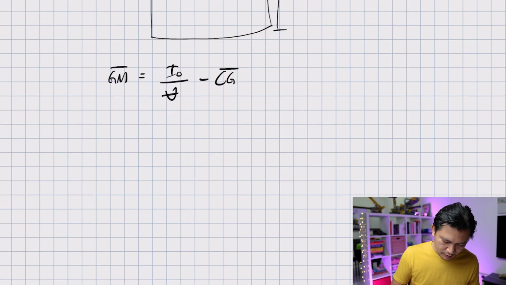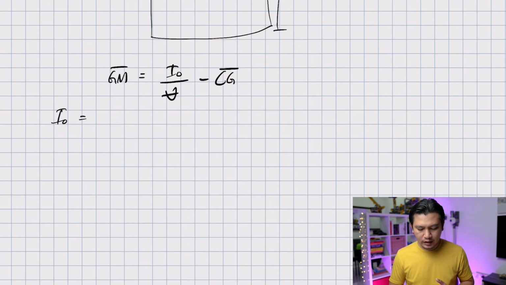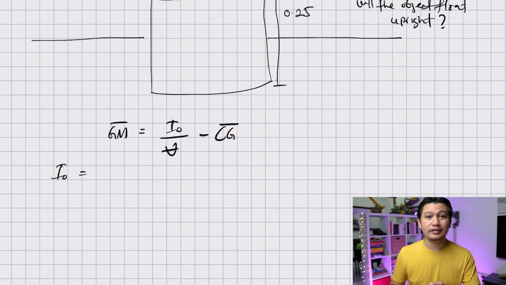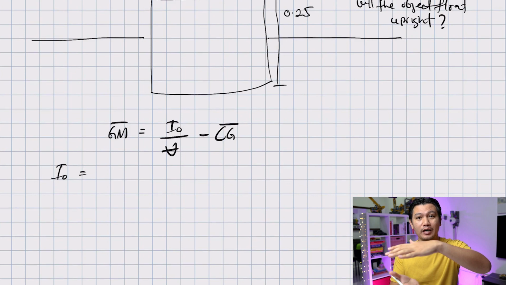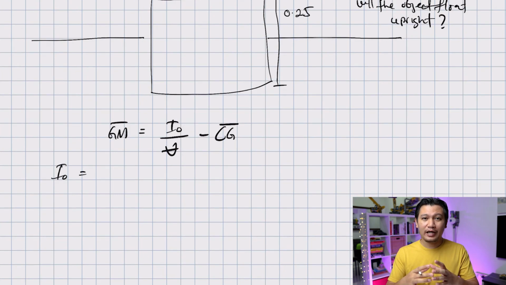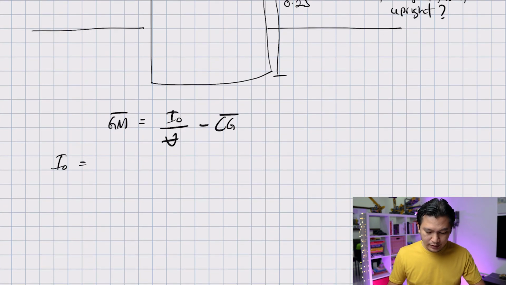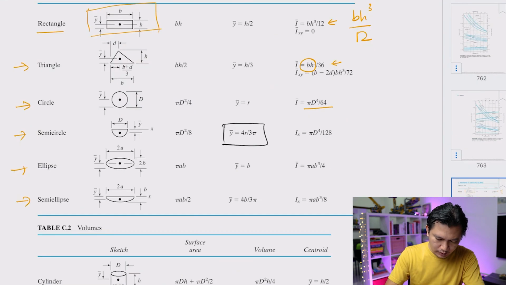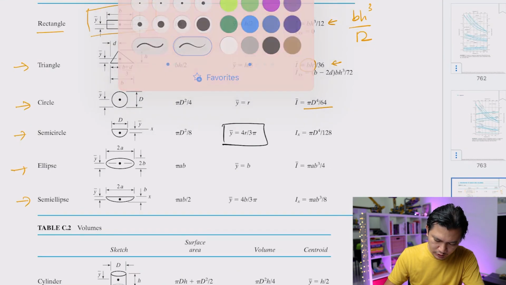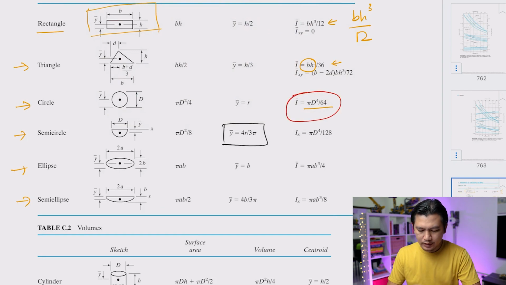So let's find I0 first. And I0 is the second moment of area for a circle because the cylinder here has a circular cross-section and it stays upright. If the object, let's say, has a rectangular cross-section, then I would be bh cubed over 12. But now it's circular. This is the first time that we see it. So let's see it in the table. What is the second moment of area for a circle? The second moment of area for a circle is pi d to the power of 4 divided by 64.